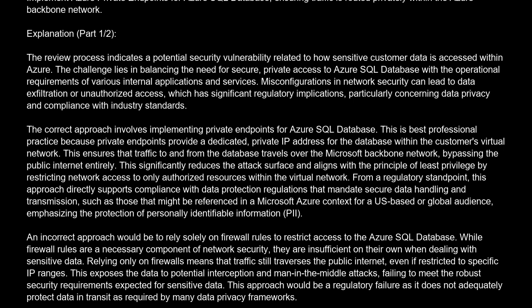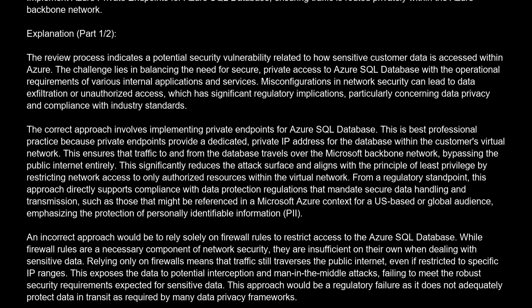such as those that might be referenced in a Microsoft Azure context for a US-based or global audience, emphasizing the protection of personally identifiable information, PII. An incorrect approach would be to rely solely on firewall rules to restrict access to the Azure SQL database. While firewall rules are a necessary component of network security, they are insufficient on their own when dealing with sensitive data. Relying only on firewalls means that traffic still traverses the public internet, even if restricted to specific IP ranges.